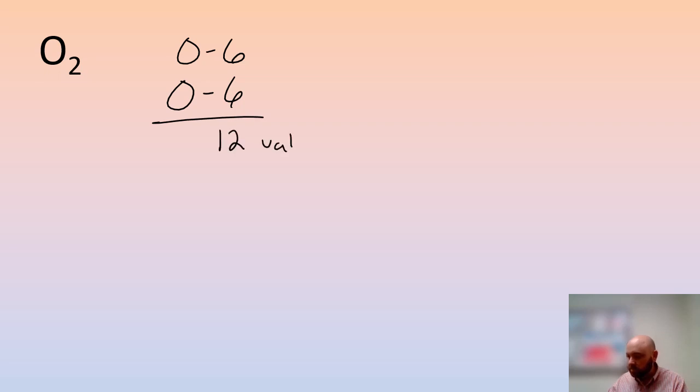Now let's draw the Lewis structure for the oxygen, or O2 molecule. Oxygen sits in the 16th column of the periodic table, so oxygen has 6 valence electrons. We have 2 oxygen atoms in our oxygen molecule, meaning we have a total of 12 valence electrons with which we can build our molecule.